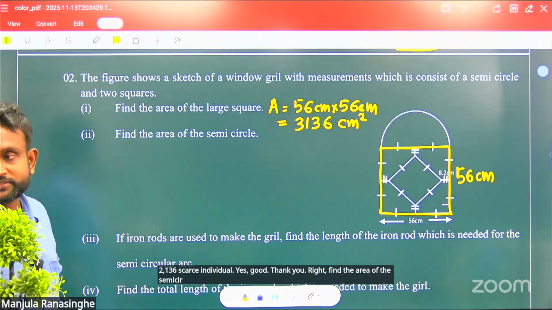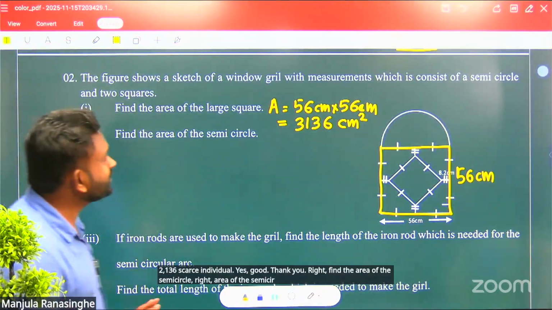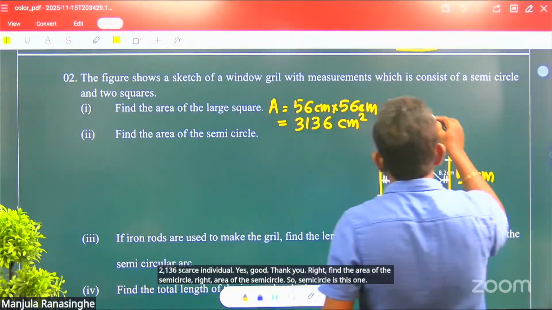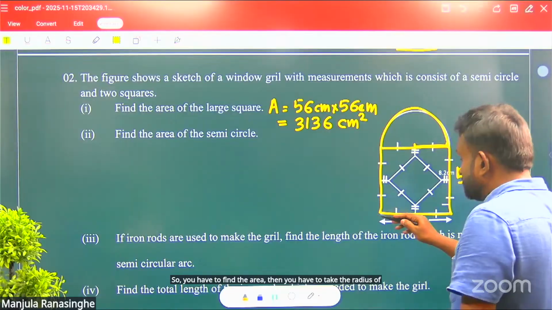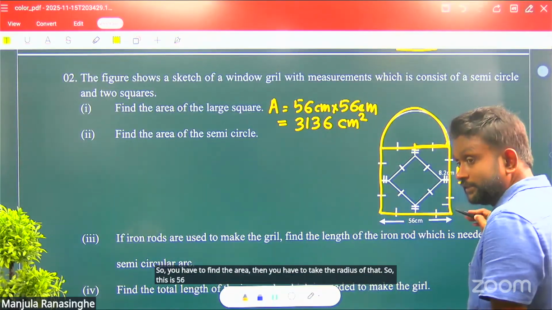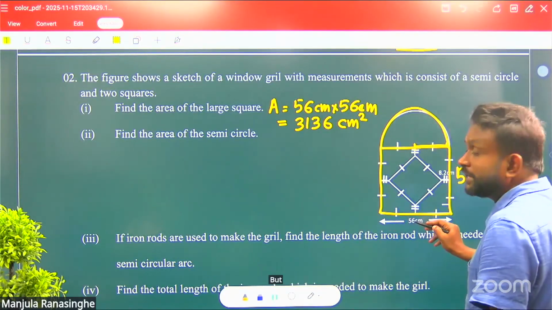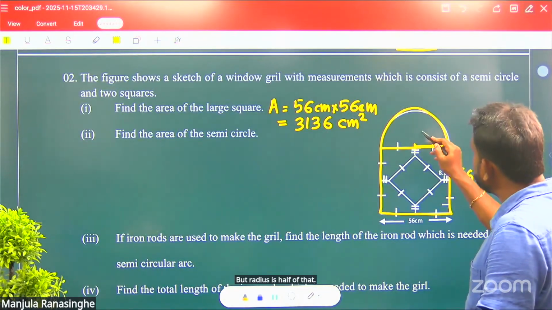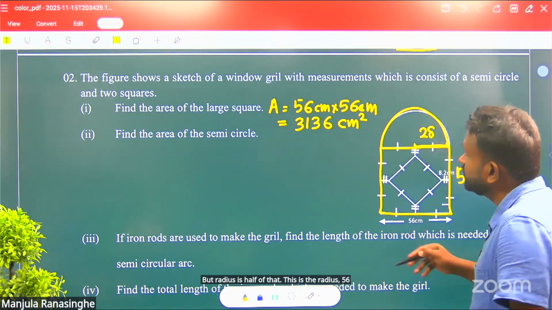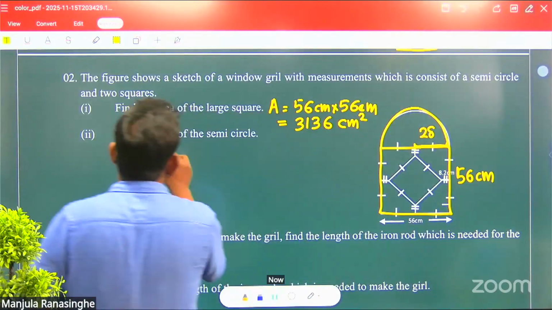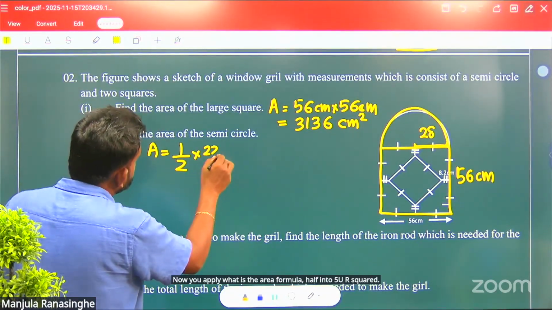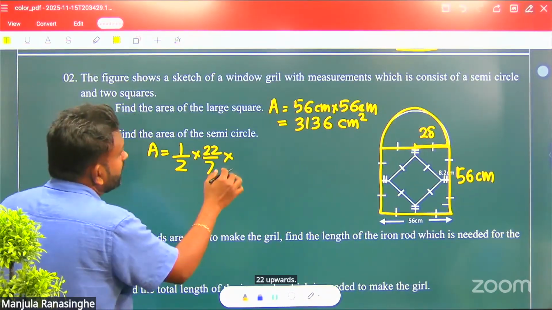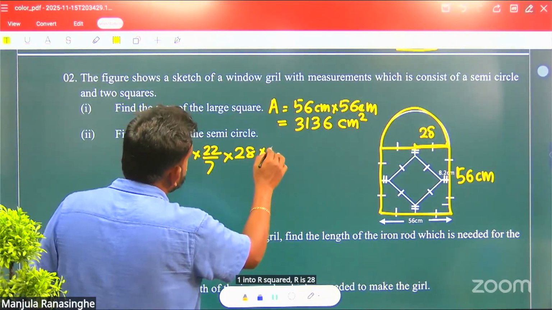The area of the semicircle. So the semicircle is this one. You have to find the area. Then you have to take the radius of that. This is 56 total length, but the radius is half of that. 56 half is 28. Now what is the area formula? Half into πr squared, 22 upon 7 into r squared. r is 28 into 28.